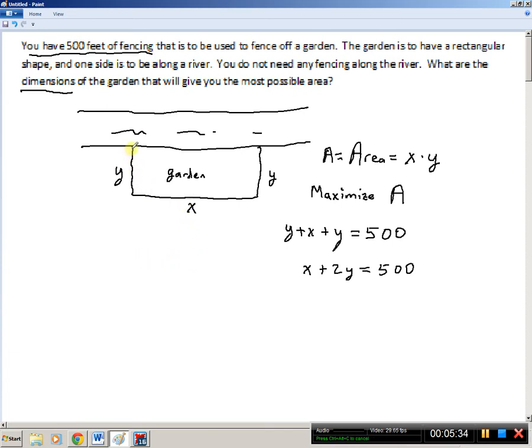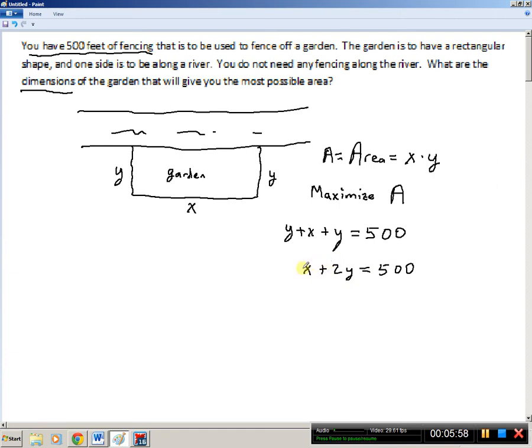Or if I choose to make y very small, then I could make a very long garden, but I want to make the most area. So what I'm saying is x and y are not independent of each other. If I increase y, x is going to have to go down, and vice versa. So I get to pick which one to make my independent variable.